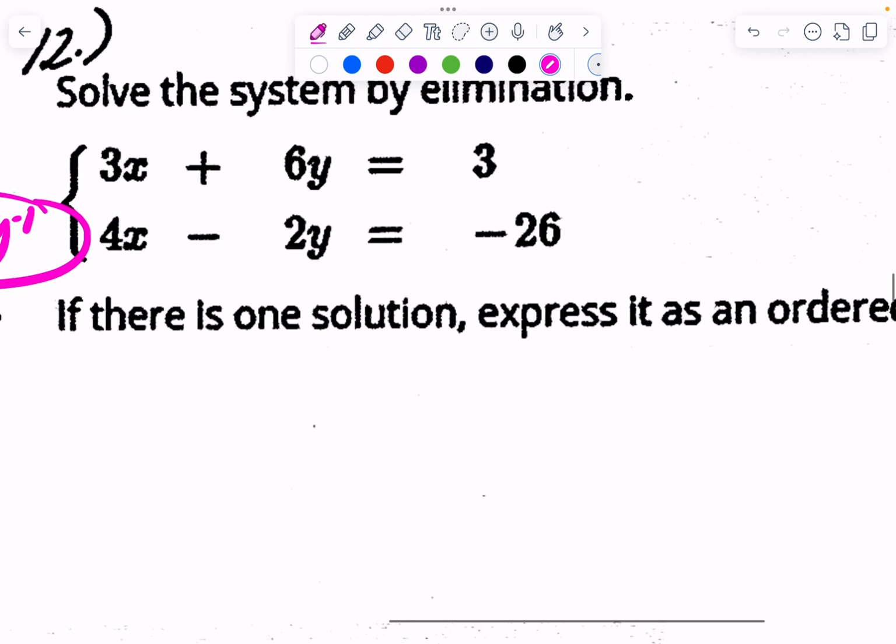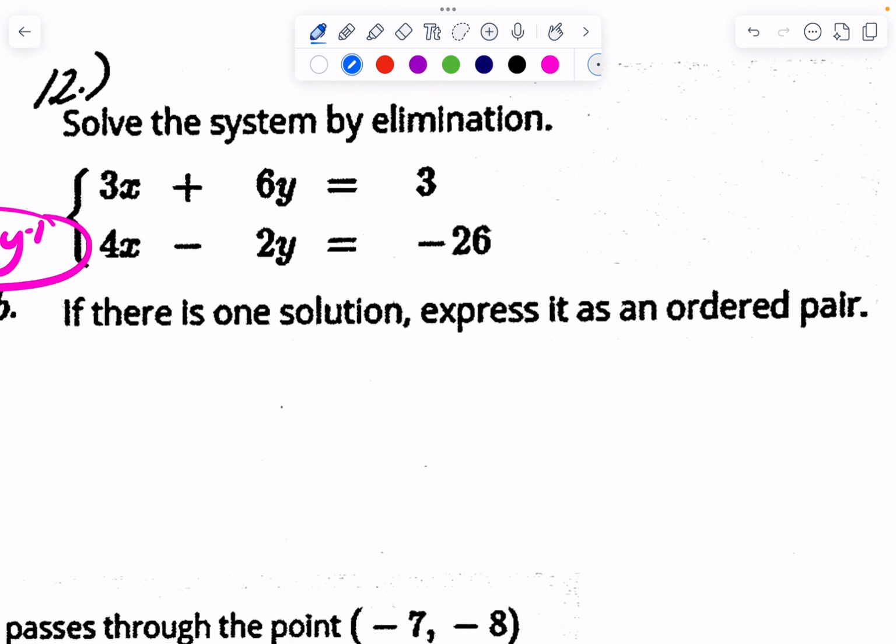Right here, this says solve the system by elimination. So what you're going to do is pick a value to eliminate. You need to have this so that when you add straight down, the variable cancels out. That's the elimination process. I see that my y's will be pretty easy to make the exact same thing, because this is a 2 and I can easily make that a 6. We really need it to be negative 6.